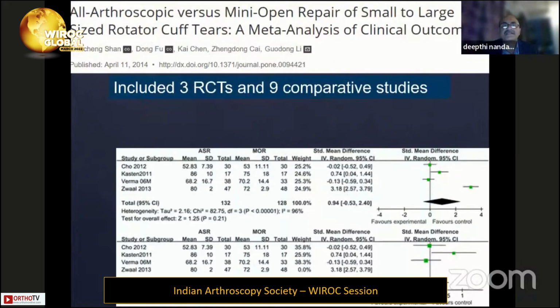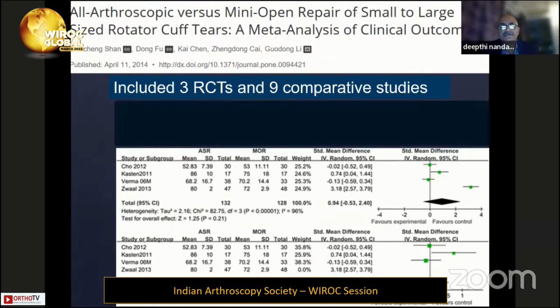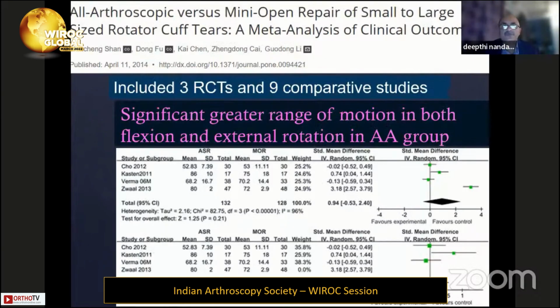Now, if you look at this large meta-analysis, which included 3 RCTs and 9 comparative studies, this concluded, interestingly, that there is an improvement in flexion and external rotation in the arthroscopic group when compared to the open group. We always talk about the cost of arthroscopy, and we have noticed that anchor usage is more in the arthroscopic group than in the open group. But if you have any cost constraints, you can always go for a mini open repair and get a good transosseous repair of the rotator cuff to give you the same functional outcome. But the goal is to obtain a good rotator cuff repair with bone to tendon healing.